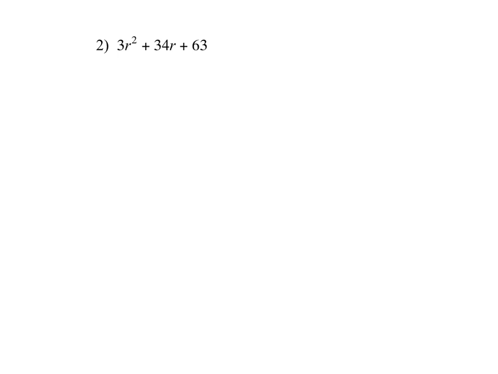So again, I'm going to multiply the quadratic term times the constant. This equals 189r squared, right? Now I'm going to find two numbers that you multiply and give you 189, and you add and give you 34. Those two numbers are 27r and 7r, right? Both of them are positive because they have to multiply to give you a positive number and add and give you a positive number, right?